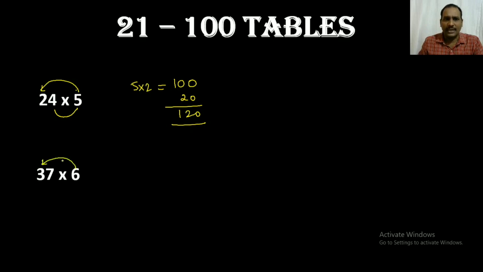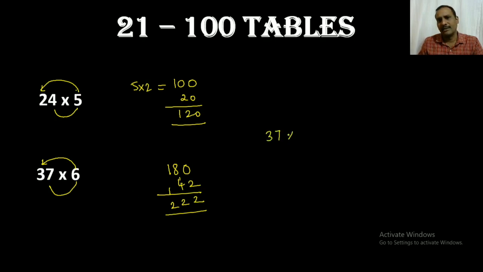Now 37 into 6. 6 into 3, that is 18. So add 0, 180, and 7 into 6, 42. So that is 2, 8 plus 4, 12, and 1 plus 1, 2. Triple 2 is the answer. So I will explain this 37 into 6 once again. We have to multiply the tens digit first, that is 6 threes are 18, and we have to add 0. Next 7 sixes are 42, that is 222.